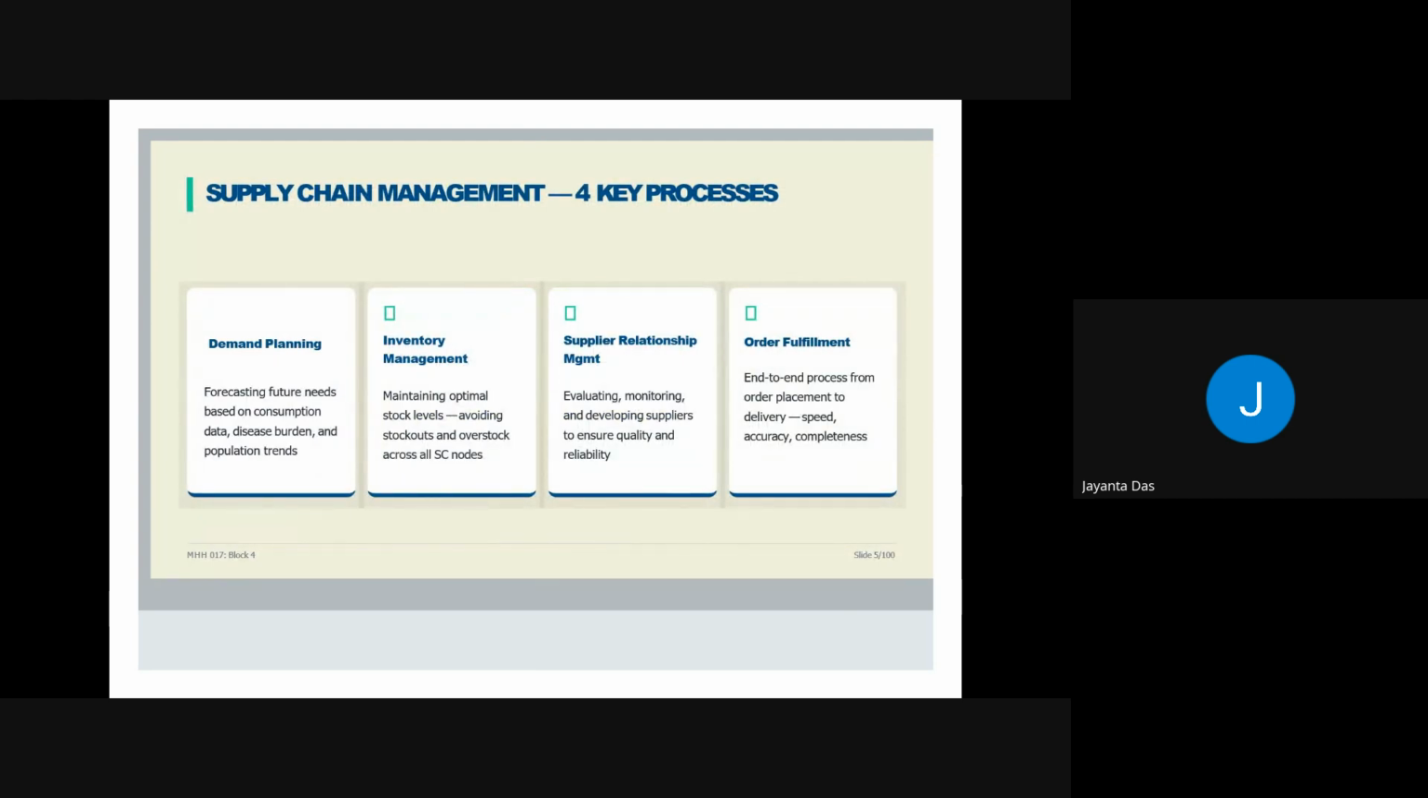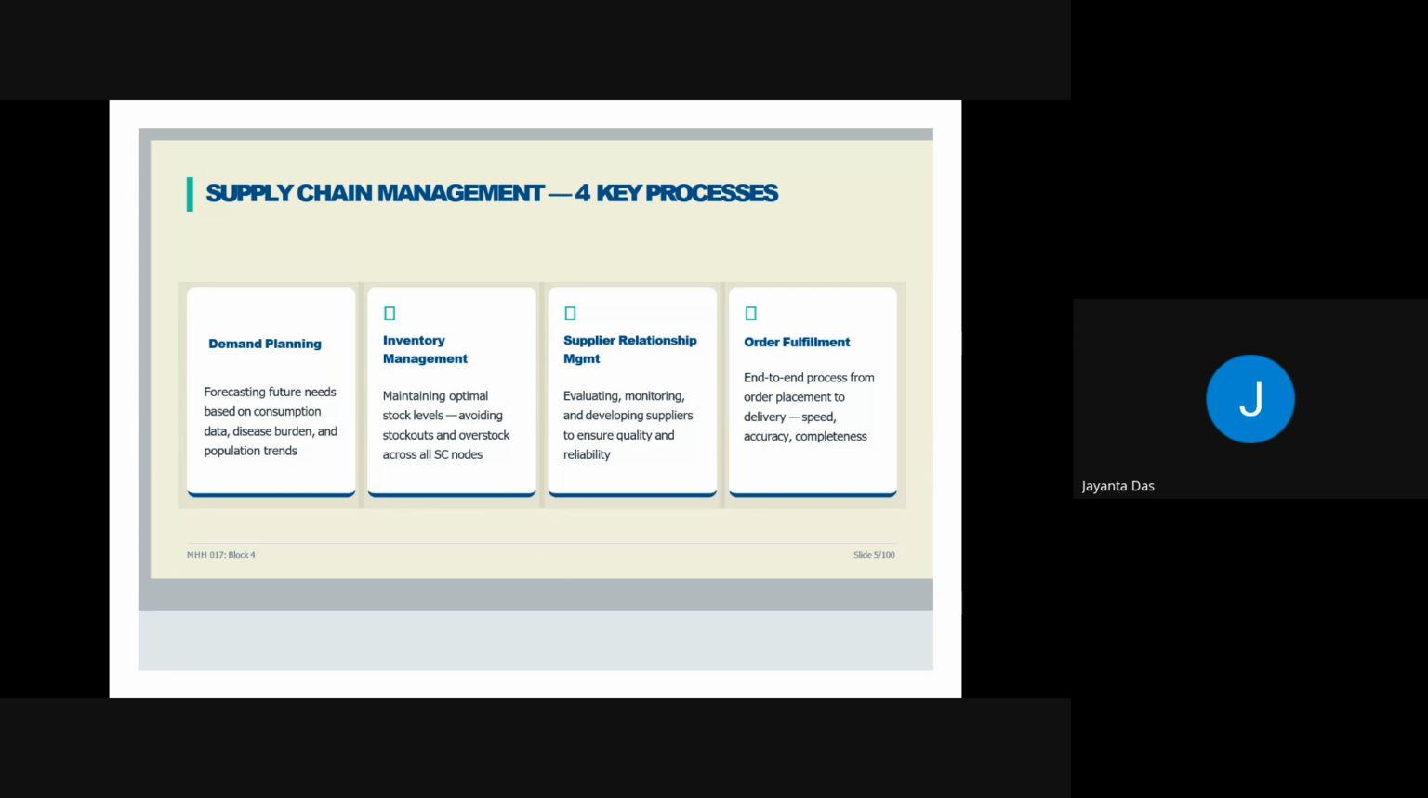Supply chain management has 4 basic key processes. We have discussed them time and again in the last 3 days, but there is no harm in repeating them once again at the beginning. First one is demand planning. That means forecasting our future needs based on the consumption data, disease burden, and population trends. You have learned how this demand estimation or forecasting is to be done, because if we don't do it, we will not be able to proceed further and our planning will go haywire.